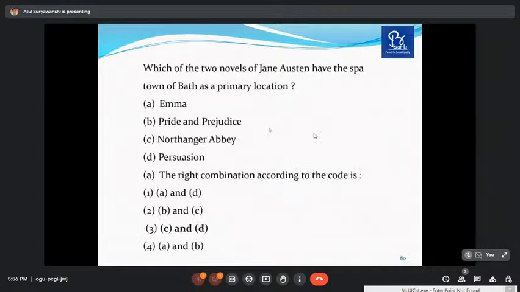Which two novels of Jane Austen have the spa town of Bath as a primary location? So the third option, C and D, are the correct options: Northanger Abbey and Persuasion.